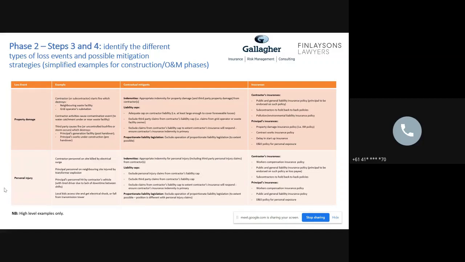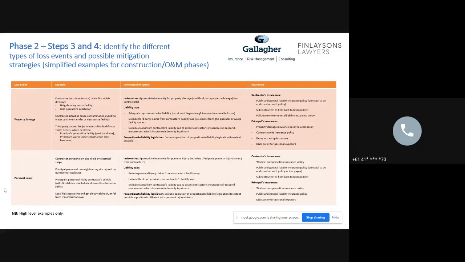Excluding claims from the contractor's cap when insurance responds, and this is obviously where the overlap with Gallagher's arises, because there will be the potential to obtain insurances on behalf of the contractor that might actually respond more than what that cap is. So a contractor might be prepared to therefore agree for that cap not applying if their insurer is going to cover the loss anyway. So teeing that up and making sure then that the insurances match what the contractual framework is very important.